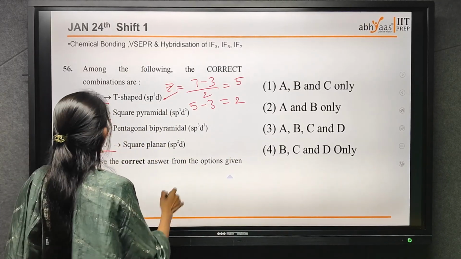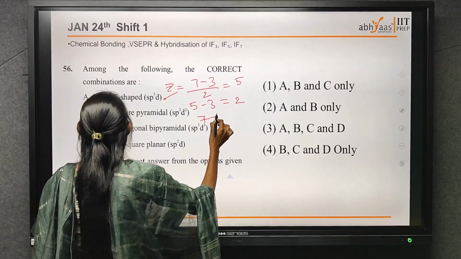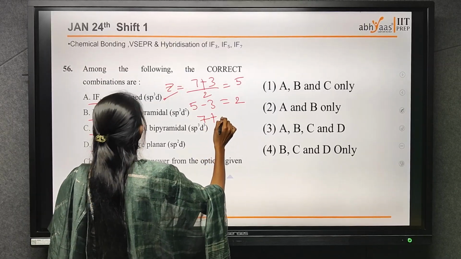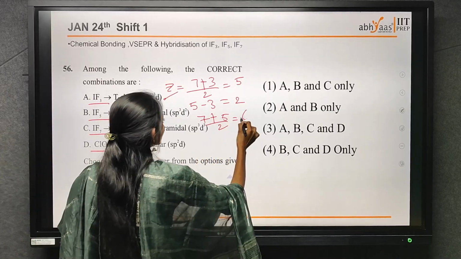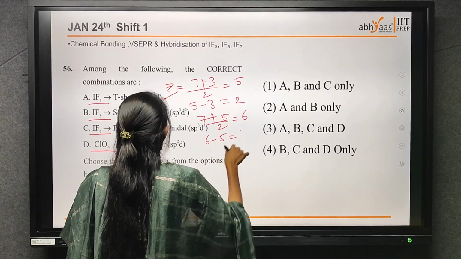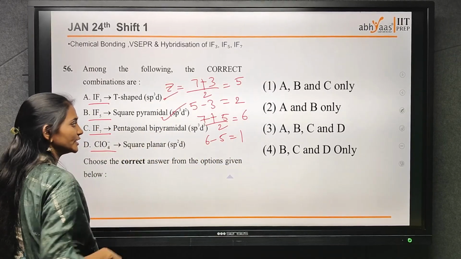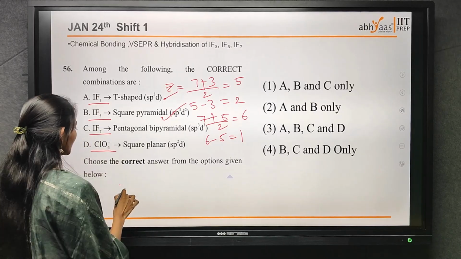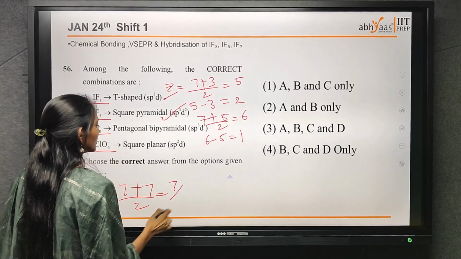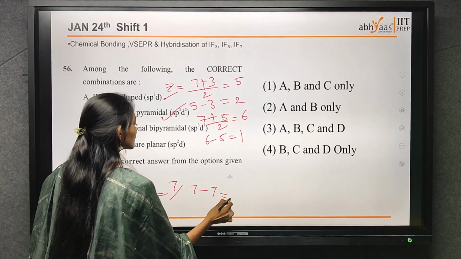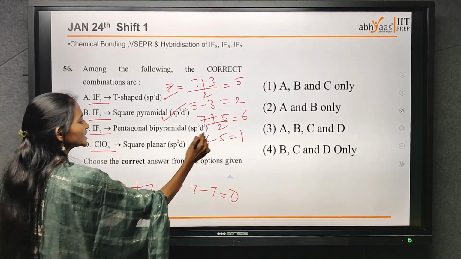And moving on to this IF5, 7 plus 5 you are getting 12 by 2. That means you are getting 6. So 6 minus 5 you are getting 1. So this is also correct, sp3d2. And IF7, 7 plus 7 by 2 is equal to 7. 7 minus 7 is equal to 0. No lone pairs, and the hybridization is sp3d3.